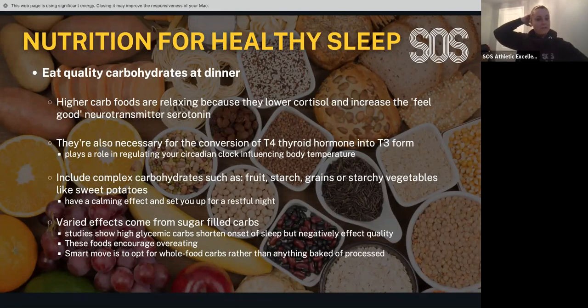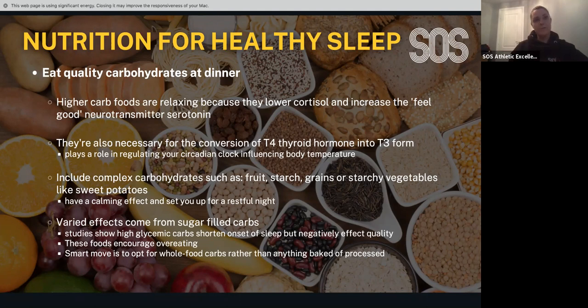And they're also necessary for the conversion of T4 into T3, which has a role in regulating our circadian rhythm and body temperature and those sort of things. So like I said, complex carbohydrates, fruits, starch, grains, starchy vegetables like sweet potatoes, they're the sort of things which have a calming effect and set you up for a restful night.